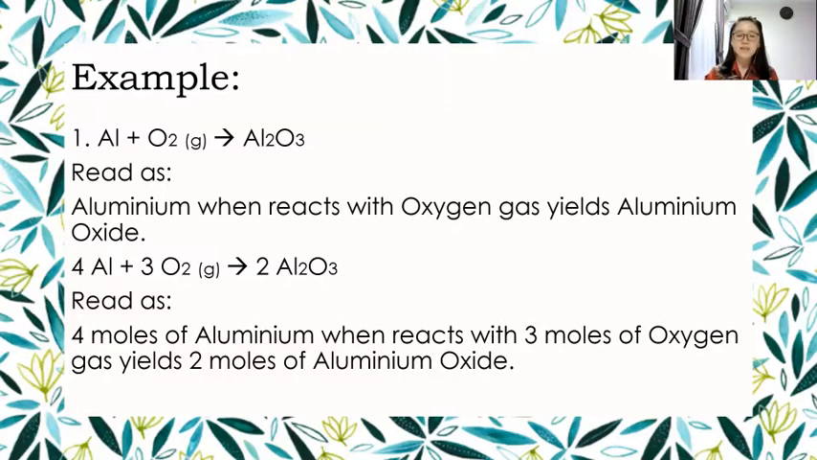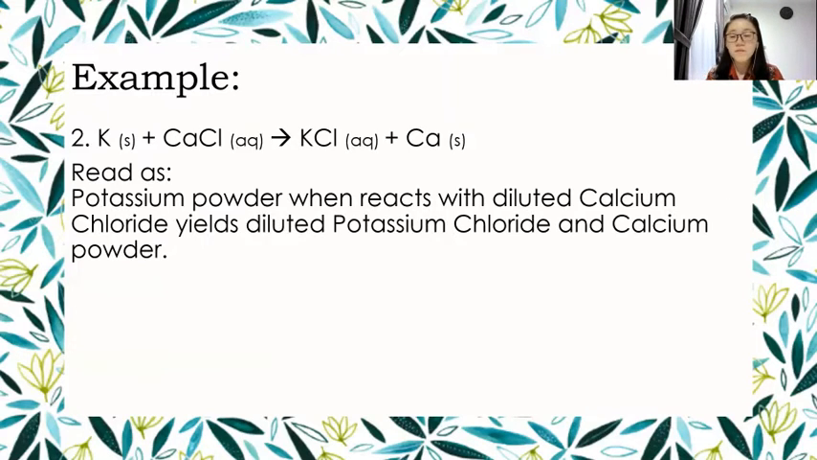I think it's quite easy. For another example, we read this equation as potassium powder reacts with diluted calcium chloride yields diluted potassium chloride and calcium powder. So the (s) is normally turned into powder, and (aq) is normally turned into diluted because it's a solution. Okay, please note this.